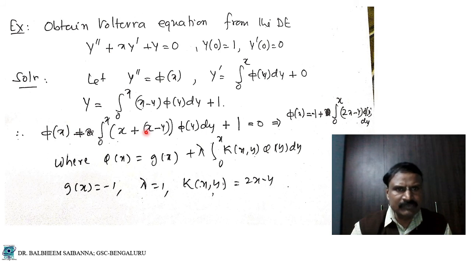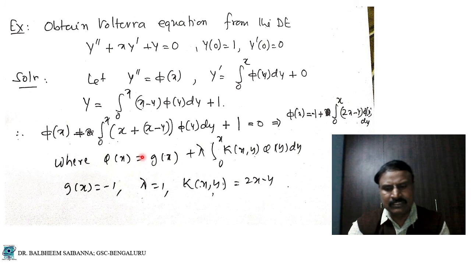We are comparing this with the Volterra second kind integral equation in this form: phi of x is equal to g of x plus lambda integral 0 to x of k of x, y, phi of y dy. What is g of x? Taking the right hand side, g of x is minus 1, lambda is 1, and k of x, y is 2x minus y. Here again we had a second order differential equation with two initial conditions, and we have converted this differential equation into the form of a Volterra integral equation.